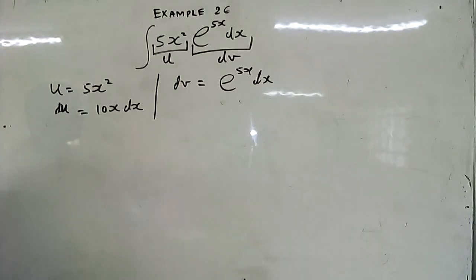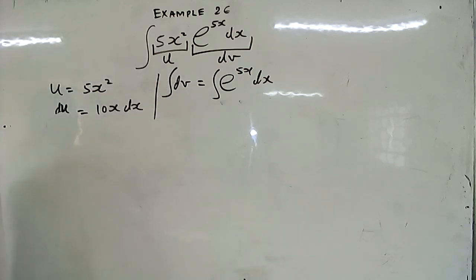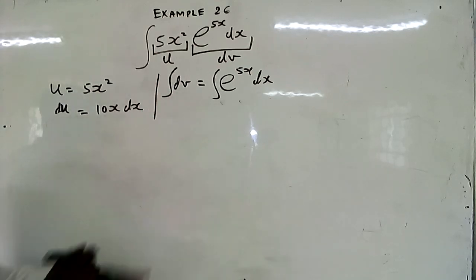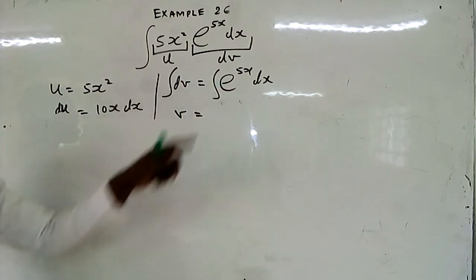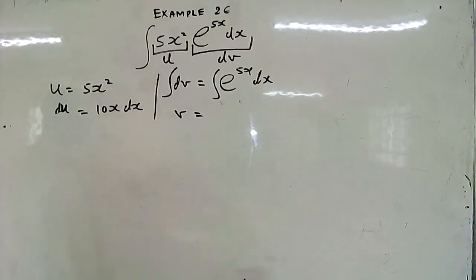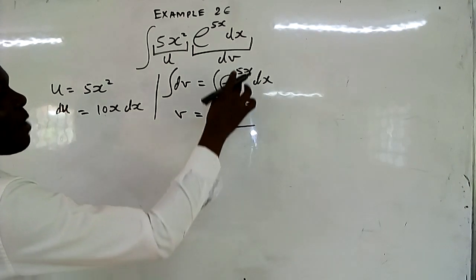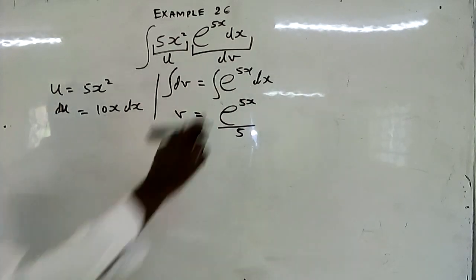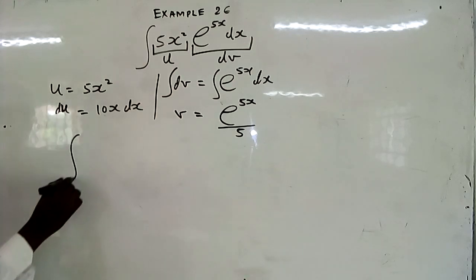You move to dv. The whole of dv is the same as exponential 5x dx, but we want v. So it means we introduce the integral on both sides to get v from dv, isn't it? So if you integrate dv, you remain with v. When you integrate an exponential function, it remains the way it is. It remains exponential 5x, then you divide by the derivative within a function, which is that constant you are seeing there, 5. That derivative within a function must be a constant, okay? Are we together? Good.